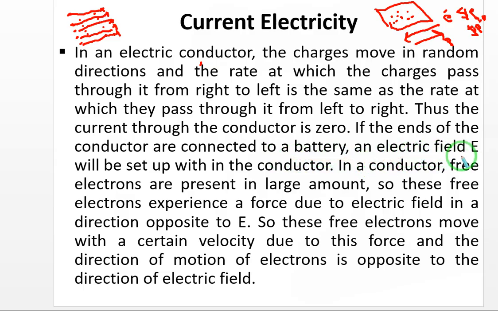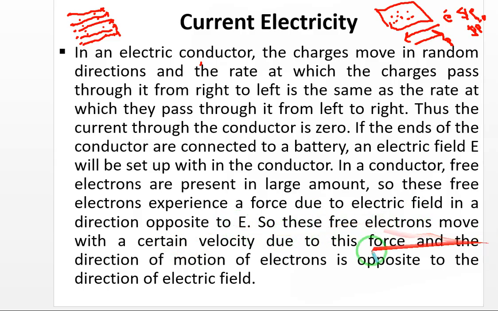An electric field E will be set up within the conductor, as I show you in the image. In a conductor, free electrons are present in a large amount, so these free electrons experience a force due to the electric field. The electric field is like a force. We have electric field and electric force, and electric force will be applied on an electron and a proton as well, but it always affects the electron. The electric field and the electron motion will be in opposite directions.